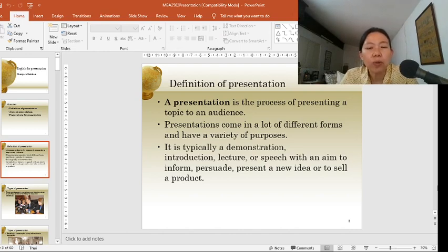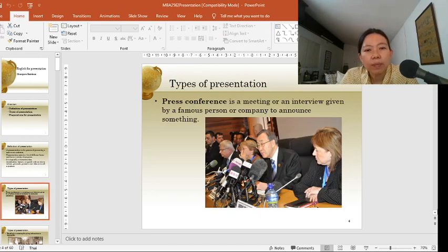Next, we're going to move on to our second topic for this lesson. We're going to talk about types of presentation. There are many types of presentation. So I'm going to give you a definition of each type of presentation along with some examples and a picture so that it will help you to understand each presentation better.